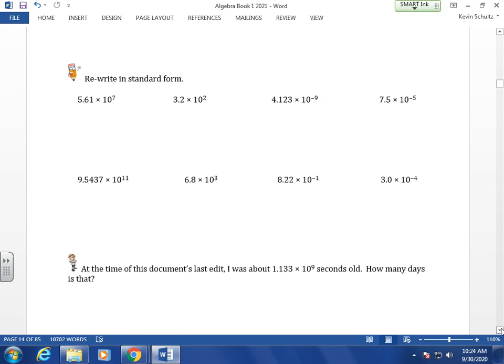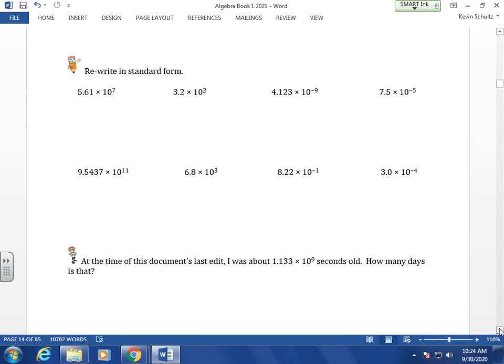And then at the very bottom there, we have our first nifty tidbit, fun fact. At the time of this document's last edit, I was about 1.133 times 10 to the 9th seconds old. How many days is that? When I last edited this page, I was 1.133 times 10 to the 9th seconds old. What's that? Were you counting? I have my ways. How many days old does that equate to? Less than 5 million.